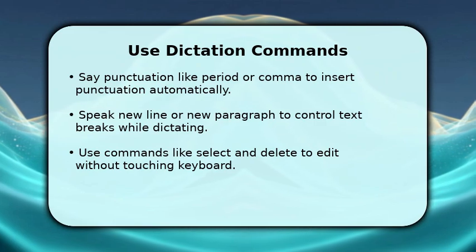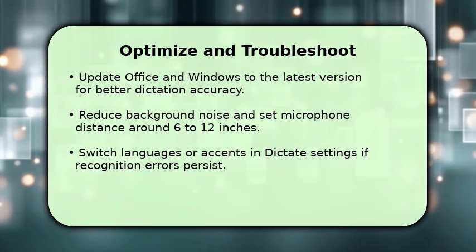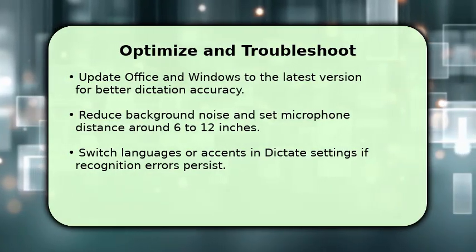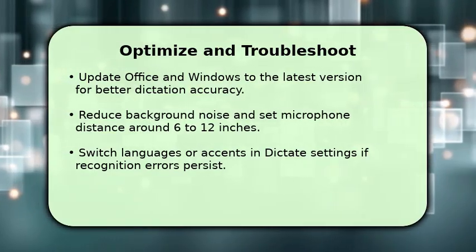Keep Office and Windows updated to the latest version for optimal dictation accuracy. Reduce background noise and set your microphone about 6 to 12 inches from your mouth. Use a headset microphone when possible to improve signal clarity.